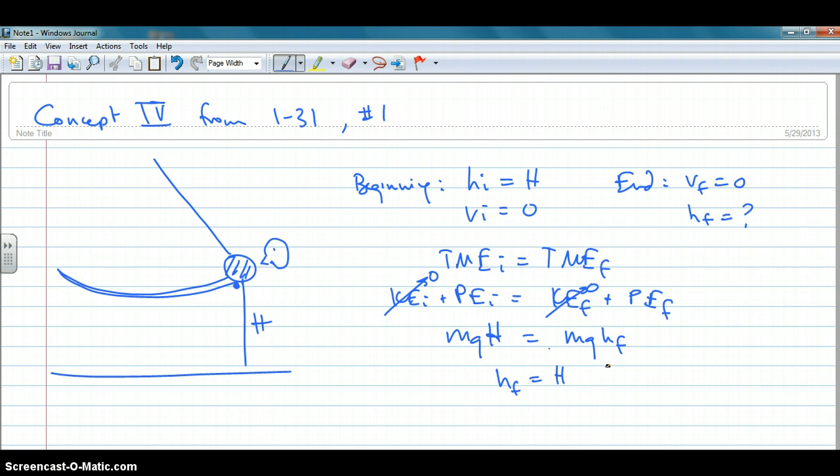Now, if you had friction, you could not use TME. You'd have to use the work done by friction. But hopefully you would get the sense that the ball would end up something like there if there were friction. Okay, and that's it.